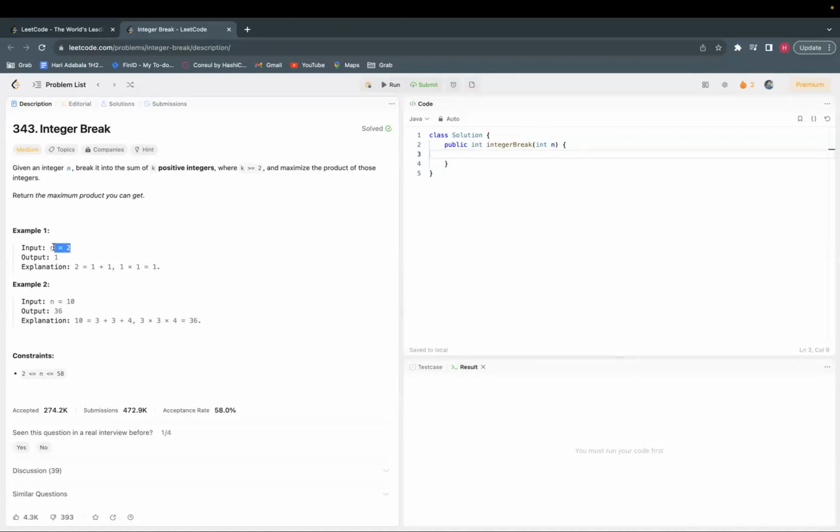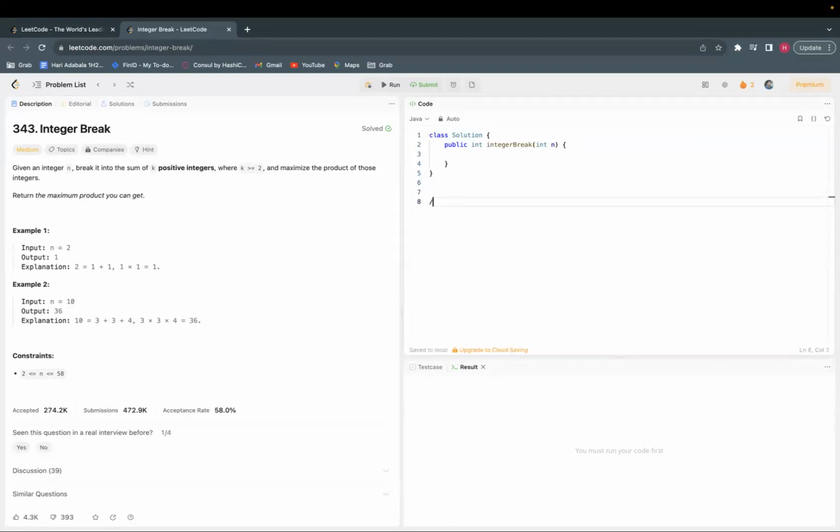So for example, let's say 2. We can divide 2 like 1 plus 1, and the maximum product will be 1. Since k is greater than or equal to 2, we cannot write just 2 as 2. This is not acceptable because we need at least 2 elements in the sum. Okay, so let's go over another example that is mentioned, 10.